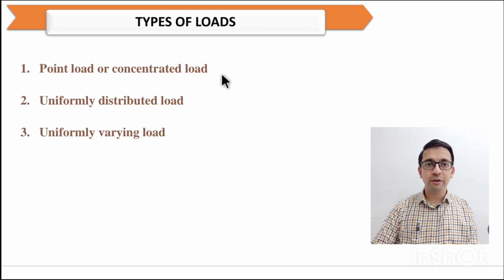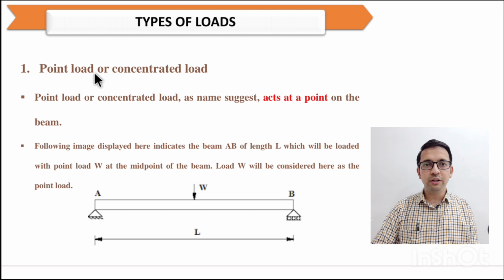Now the second point of the session is types of load acting on beam. So first one is point load or concentrated load, second one uniformly distributed load, and third one uniformly varying load. So point load or concentrated load, as the name suggests, acts at a point on a beam or is distributed over a very small length. So let's see the graphical presentation of point load. Let's assume a beam AB of length L, which is loaded with point load W at the midspan of the beam. So load W will be considered as a point load.